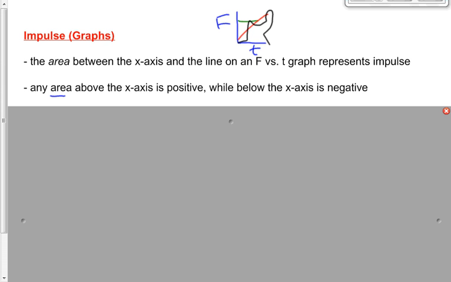Whenever you have a graph and you have to do a calculation with it, there's times when you see a graph and you just have to interpret something, but whenever you have to do a calculation with it, every single time you'll need to know that area equals impulse.